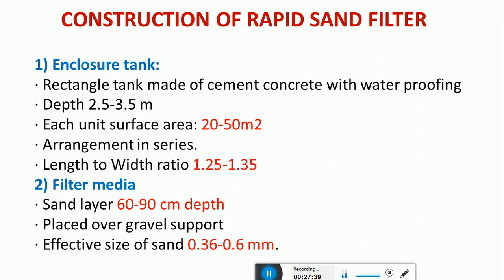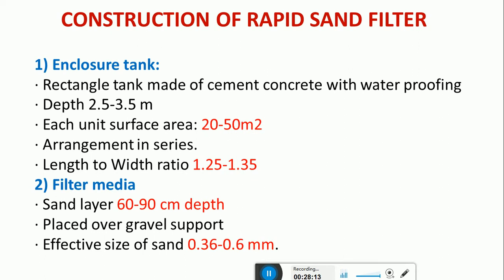Then coming to the construction of rapid sand filter, it also consists of an enclosure, a rectangular tank made up of cement concrete with waterproofing with a depth of 2.5 to 3.5 meter. Then each unit has a surface area of 20 to 50 square meters. So it will be arranged in series. That means the beds of the filter media, the length to width ratio will be in the range of 1.25 to 1.35. Then the filter media consists of a sand layer of 60 to 90 centimeter depth.